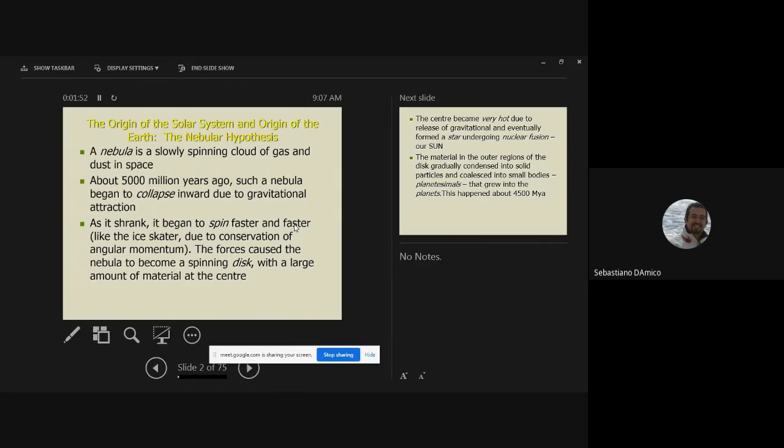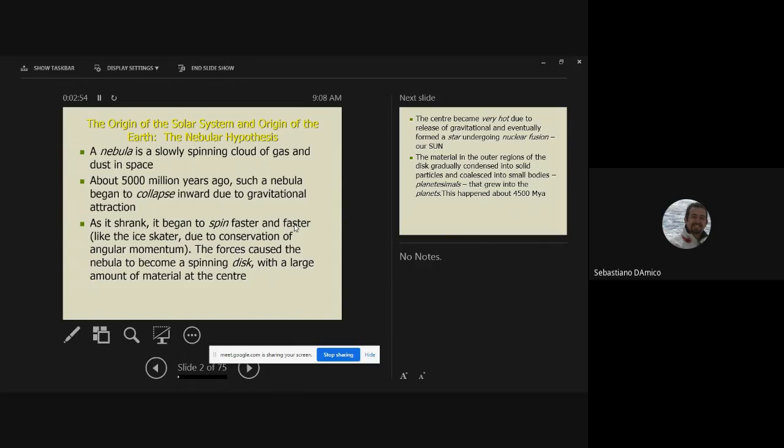So everything started from a nebula, which was a slow spinning cloud of gases and dust in space. About 5,000 million years ago, so if we look even at the numbers, it's incredibly high, this nebula began to collapse. And this is due to the gravitational forces acting. So everything was forced to collapse. By collapsing, and we saw some other examples in the conservation of energy and so on, it started to shrink and spin faster. And this nebula became a spinning disk with a large amount of material at the center.